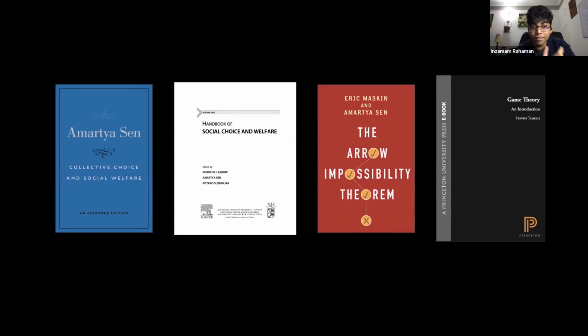Amartya Sen's expanded edition of Collective Choice and Social Welfare is also a nice introduction, especially coming from an econ or poli-sci background. If you're not coming in with a lot of mathematical maturity, Maskin and Sen's Arrow's Impossibility Theorem gives a better breakdown of the theorem than the Handbook of Computational Social Choice. There's also the Handbook of Social Choice and Welfare. This is a good book for terse summaries and some important, more recent papers in the field that you might not find in these other books.